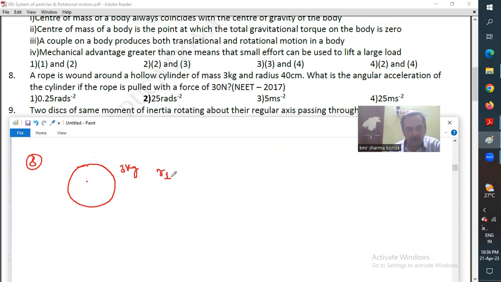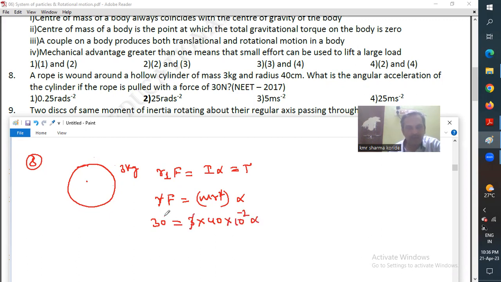So R perpendicular with F is equal to I alpha. This is torque. Then R perpendicular F is mentioned in the question. The moment of inertia of a hollow cylinder is mR square, with alpha. One R gets cancelled. Then this is going to be 30 is equal to mass 3 kg into 40 into 10 to the power of -2 with alpha.